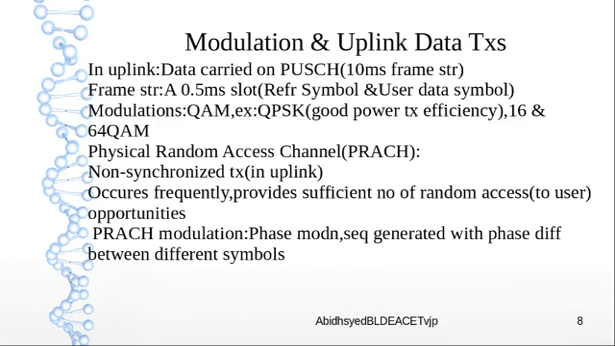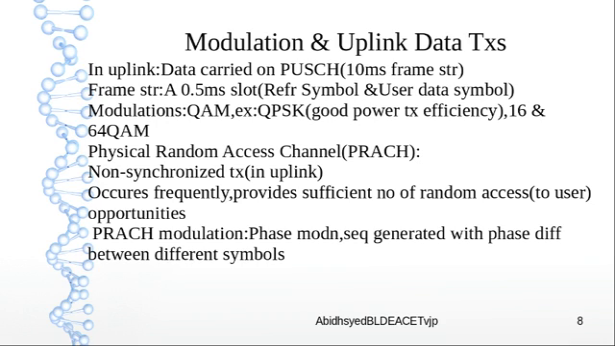Now the physical random access channel, in short PRACH: non-synchronized transmission in the uplink. These occur frequently and provide a sufficient number of random accesses to users for transferring information. Depending upon this physical random access channel, we have PRACH modulation.